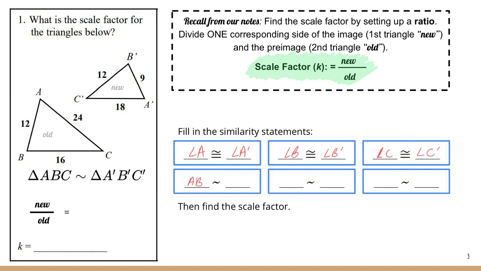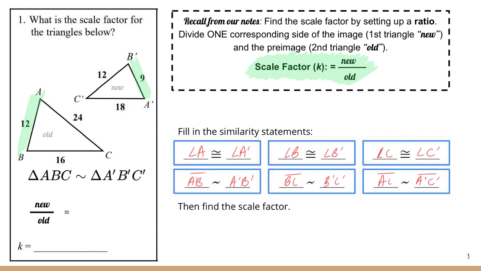So that means side AB is similar to side A prime B prime. Side BC is similar to side B prime C prime. And AC is similar to A prime C prime. Now, in order to find the scale factor, we can pick any of these numbers. I know that AB, A prime B prime, goes with side AB.